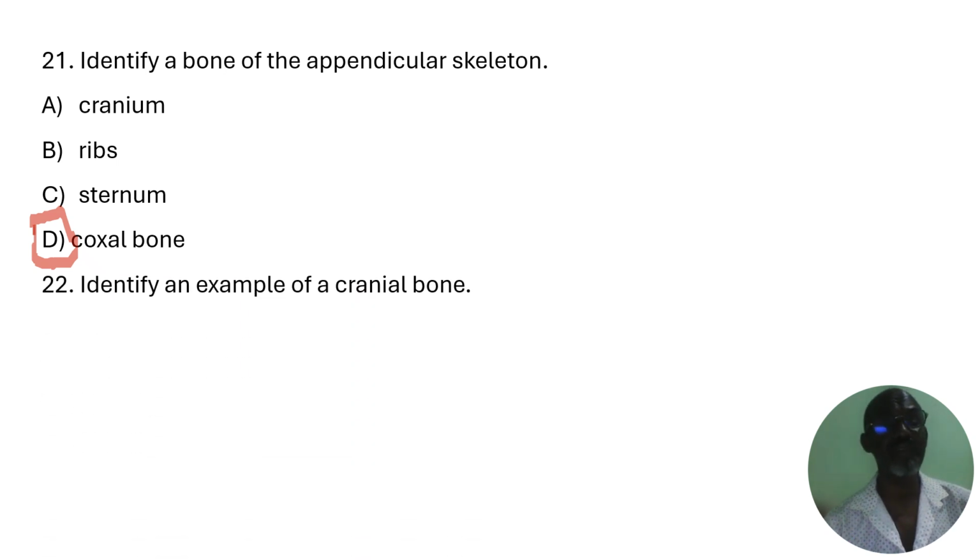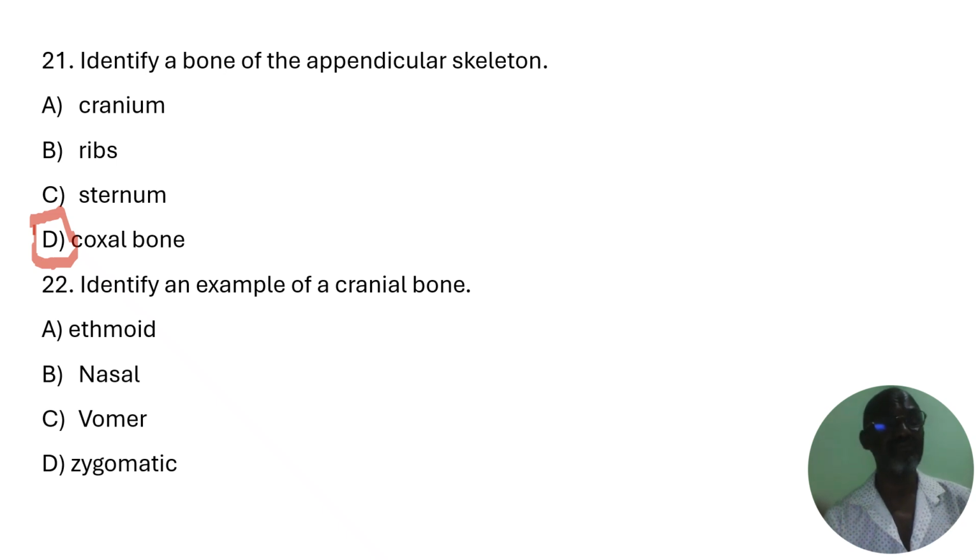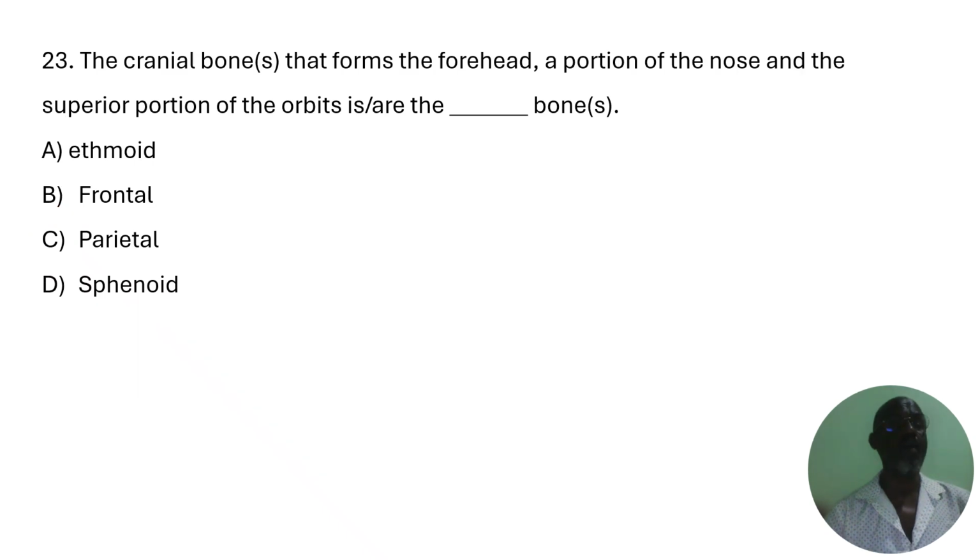Question number 22. Identify an example of a cranial bone. Ethmoid. Nasal. Vomer. Zygomatic. Ethmoid is the only cranial bone here. Remember. Question number 23. The cranial bone that forms the forehead, a portion of the nose, and the superior portion of the orbits, the eye sockets. Of course, it is frontal.